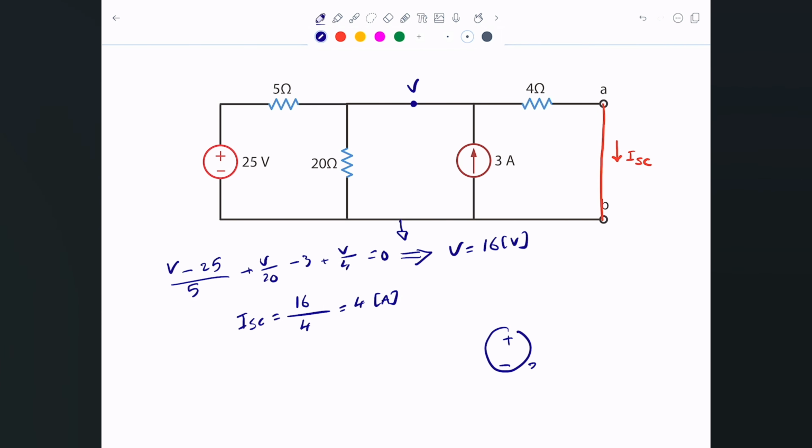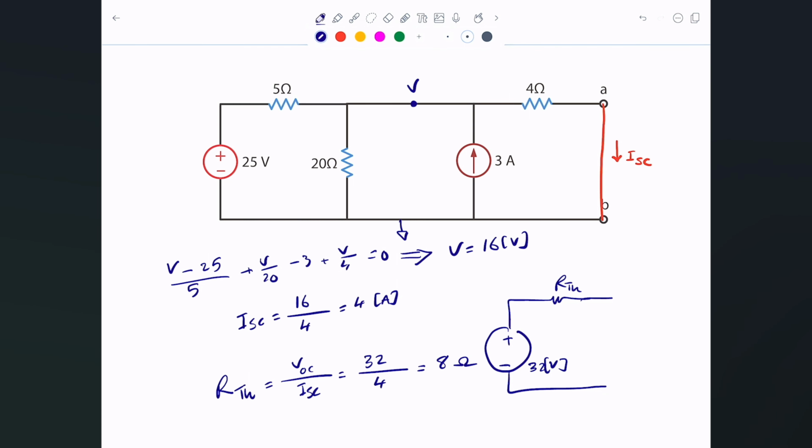We found that V Thevenin happened to be 32 volts. What I'm interested in is the R Thevenin, which I don't know yet, but I know the short circuit. So R Thevenin is simply V open circuit, or V Thevenin, either way, divided by I short circuit. That happened to be 32 divided by 4, which is 8 ohms. And that's exactly the same number that we found using method 1.